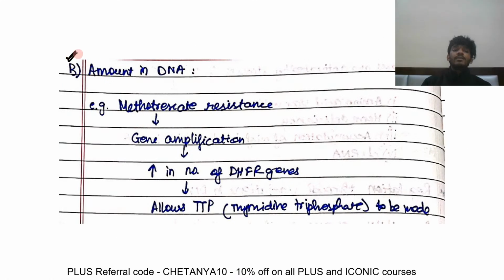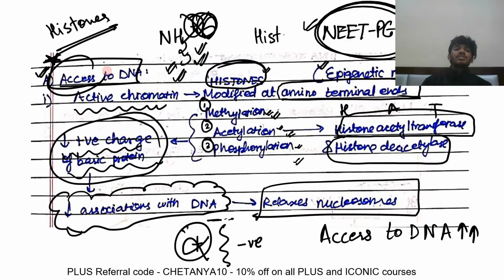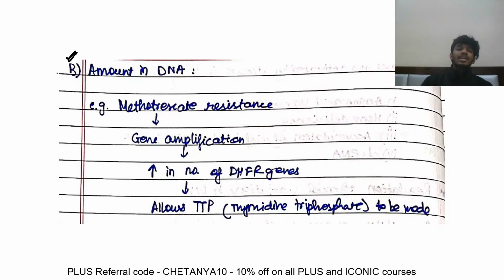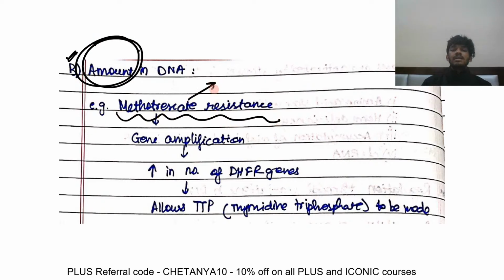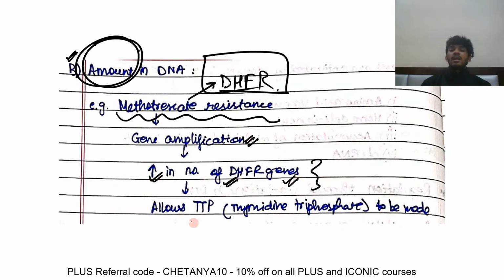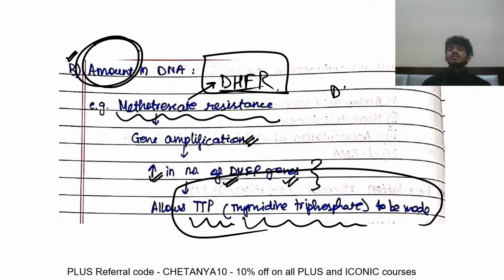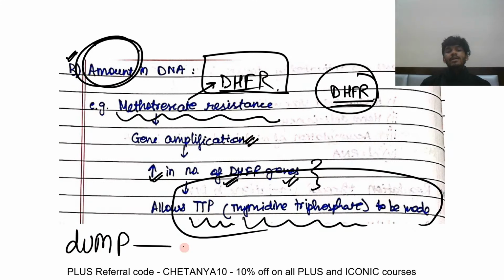The first thing that we discussed was access to DNA. Now we will discuss amount and arrangement of DNA. Amount of DNA, for example, methotrexate resistance. Methotrexate is an inhibitor of dihydrofolate reductase, right? In that case, there is gene amplification. There is an increase in the number of dihydrofolate reductase genes, which allows thymidine triphosphate to be made. Because DHFR is responsible for restoration of folate, and that folate is used to synthesize thymidine.